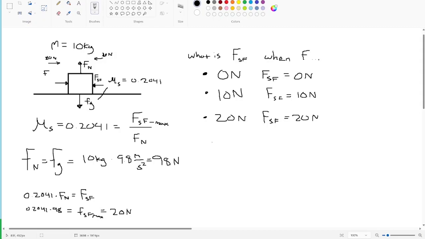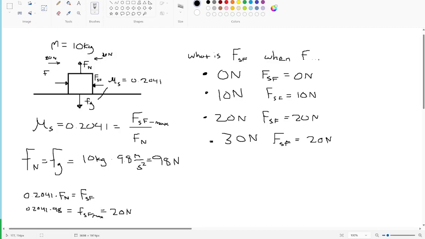Now I ask you, what about 30 newtons? What is the force of static friction equal to then? Well, could it be equal to 30 newtons? Well, no. The maximum amount of force that static friction can apply is going to be 20 newtons. So since that is the maximum, is the force of static friction equal to 20 newtons?